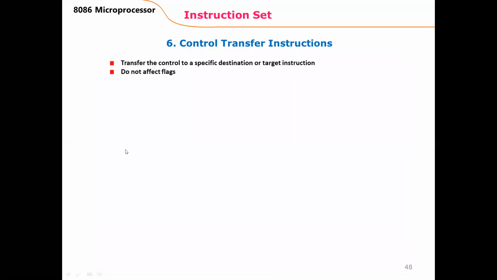Control transfer instructions are there. Control transfer instruction means if the programmer doesn't want to execute the consecutive instruction, then they can define which instruction to be executed from anywhere else within the program. Then we can use the jump instruction. If we want to execute any subroutine, then we can use call and return.